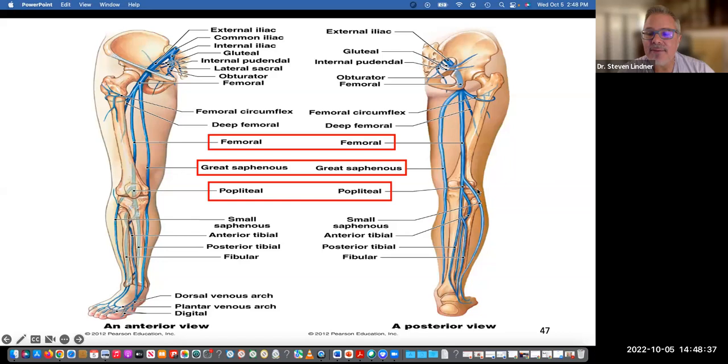The small saphenous leads into the popliteal vein. The fibular and the posterior tibial lead into the popliteal vein. And that will lead into the femoral vein. That will lead into the external iliac vein. The greater saphenous comes up, leads into the femoral, that leads into the external iliac.